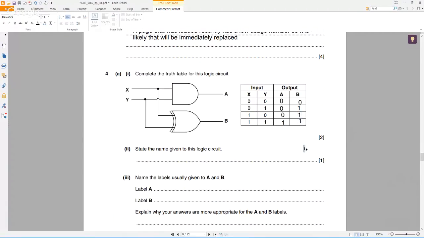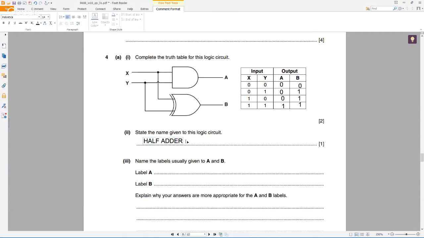There we go. So what is the name of this logic circuit? It might not be immediately obvious, but you can see that B is pretty much the sum of X plus Y, and A is kind of the carry. It's like doing the sum of 2 bits, where B is the sum of the 2 bits, and A is the carry. So this logic circuit is called a half-adder. That's also important for you to study before the exam.